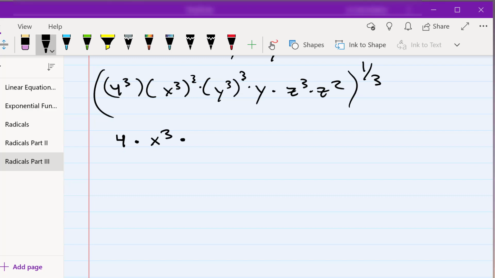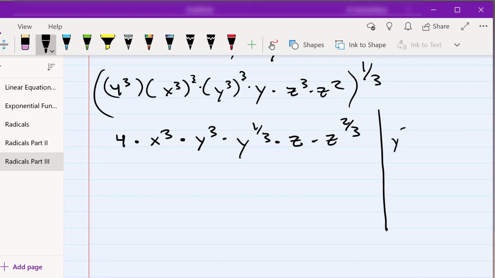Similarly, y cubed raised to the power of 3 raised to the power of 1/3 is just y cubed. And then we have y to the 1/3. Z cubed to the power of 1/3 is just z. And then z squared to the power of 1/3 is z raised to the power of 2/3. Let me just write on the side here, y cubed raised to the cube power, and then this is raised to the 1/3 is just y cubed cubed multiplied by 1/3, which is just y cubed.